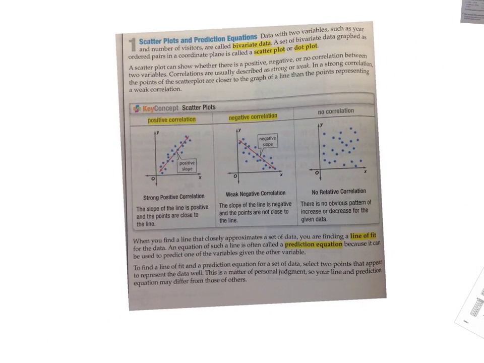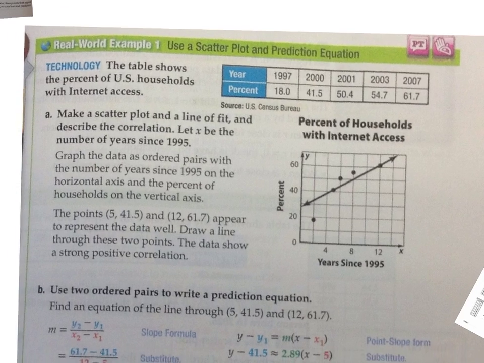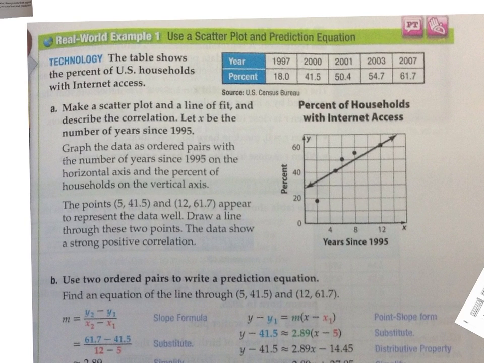So there's an example in the book just to show you how they work through it. They give you data. It's going by years and the percent. The table shows the percent of U.S. households with internet access. Back in 1997, only 18% of the population had it. Then 2001. As you can see, it's increasing. And this is old data, 2007. Probably right now it's up in the 80 or 90%.